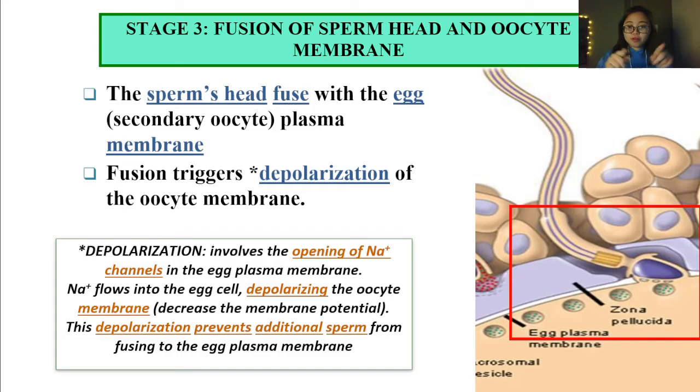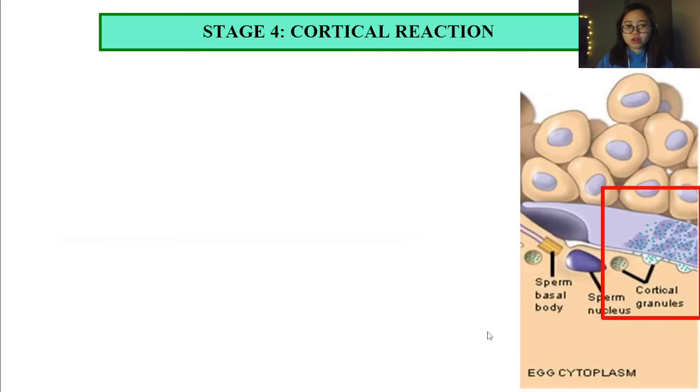So that is a depolarization. That depolarization of the oocyte membrane is going to be the fast block to other sperms.